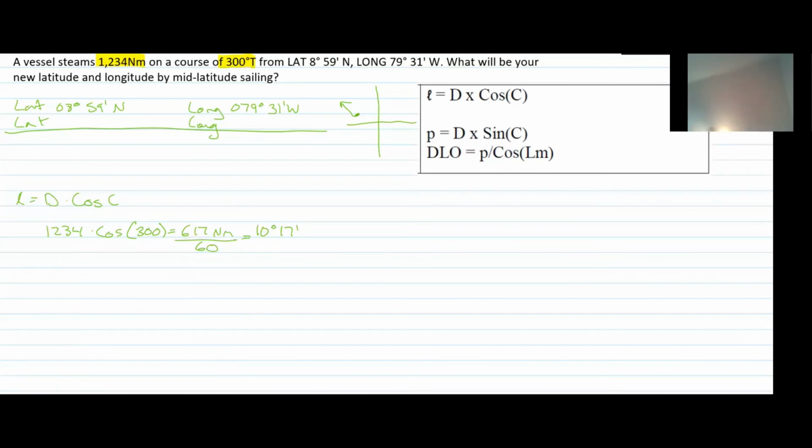And that is your little L, which you can go ahead and write at the top if you want to, underneath your latitudes. But you'll need to know whether to add or subtract this little L from our first latitude of 8 degrees 59 minutes, which is where the mental model of the course angle comes in. So we have a course of 300. Are we going to add or subtract 10 degrees 17 minutes from our 8 degrees 59 minutes?